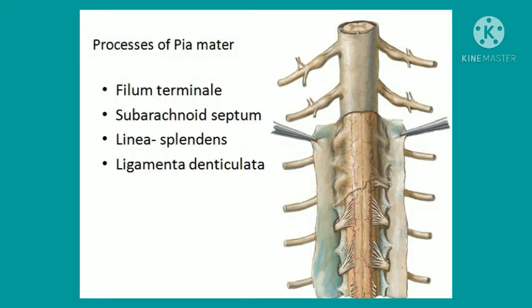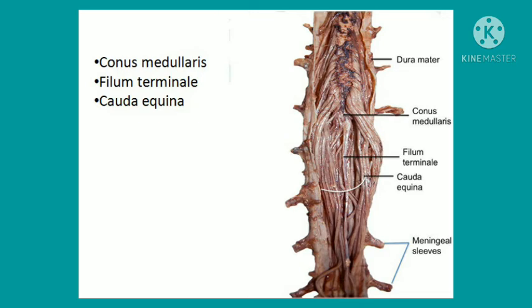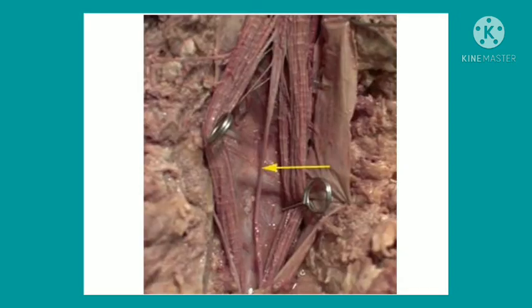The processes of pia mater. The filum terminale. It is a delicate, glistening white thread-like structure extending from the tip of the conus medullaris to the first coccygeal vertebra. The filum terminale is about 20 cm long and mainly composed of non-nervous fibrous tissue, but a few nerve fibers are found embedded in its upper part.